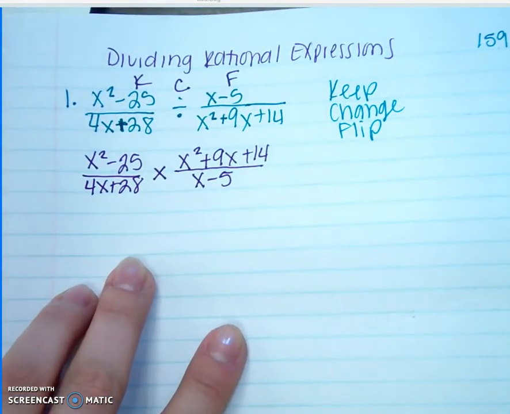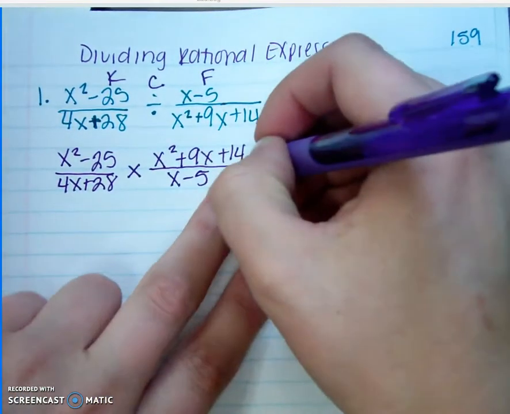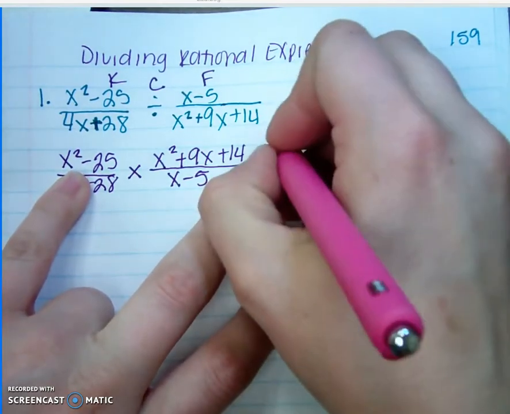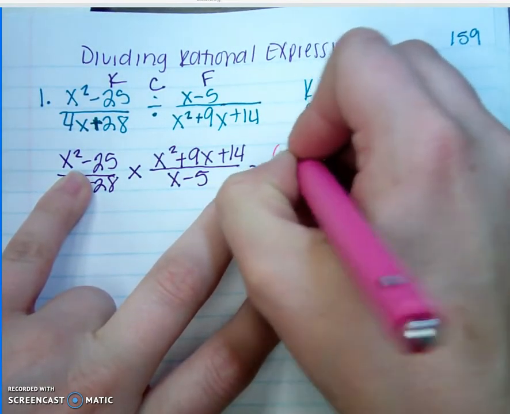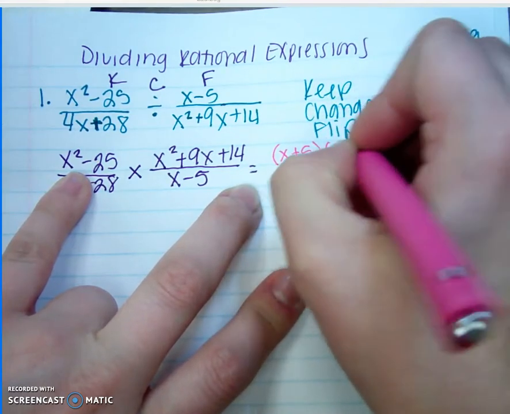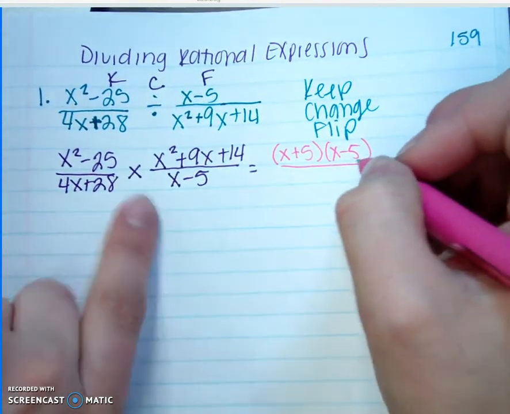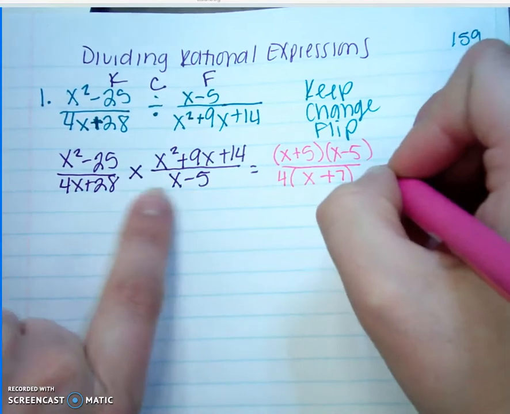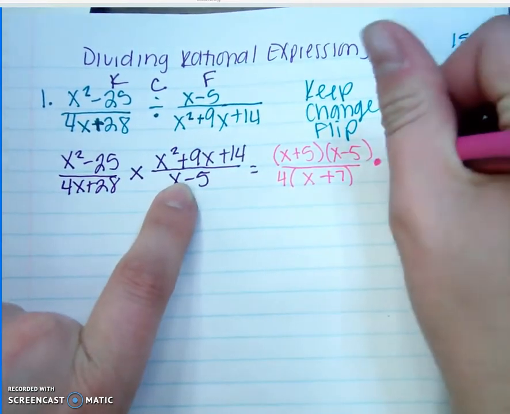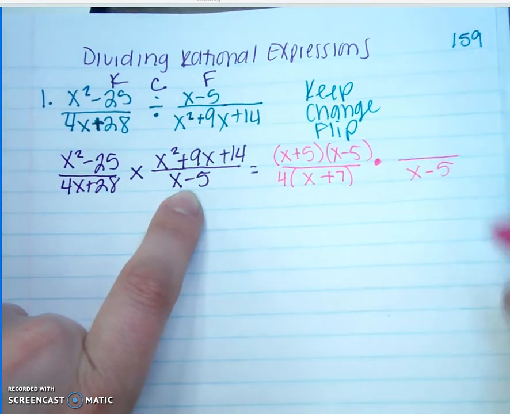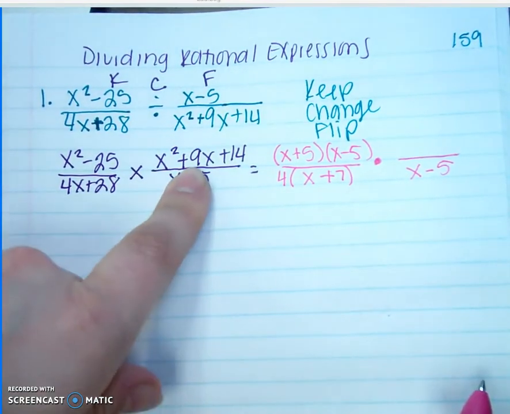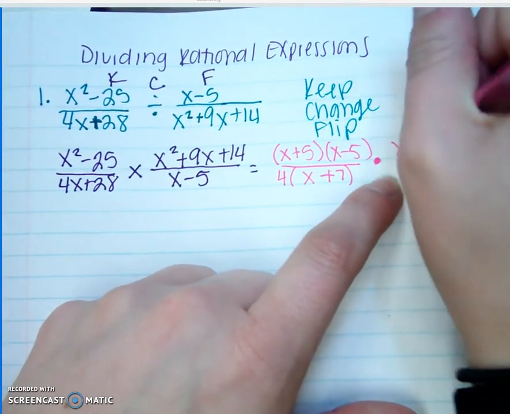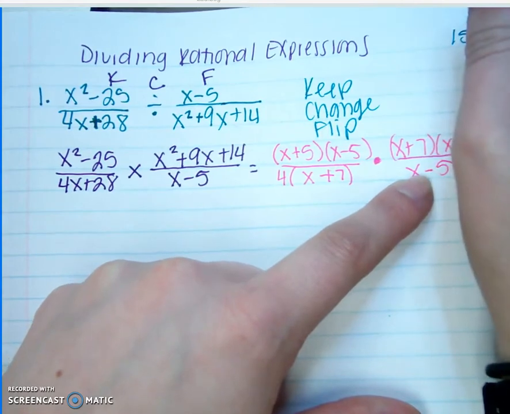Can I cancel anything out originally? No, but I can factor. So I can break down this first fraction. That's a special product. It'll be x plus 5 times x minus 5. This bottom on the first fraction, I can pull out a 4. I'm left with x plus 7. And this is being multiplied. I can't touch the x minus 5, so I'm going to leave it on the bottom. And I'm going to factor the top. It's going to be 7 and 2, x plus 7, x plus 2.